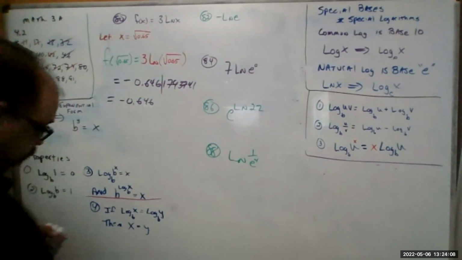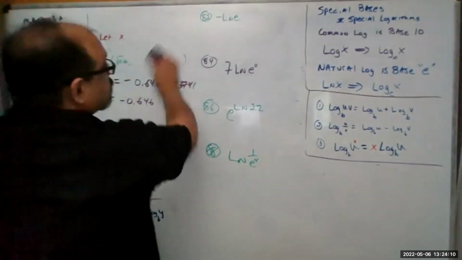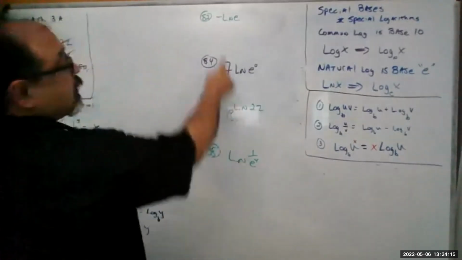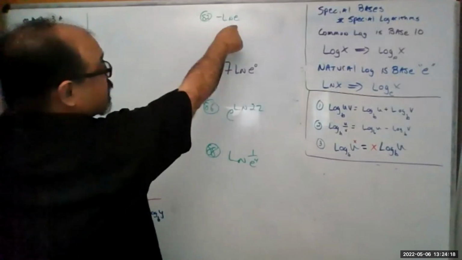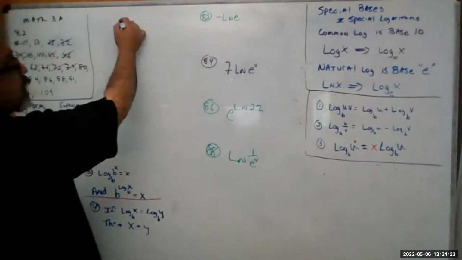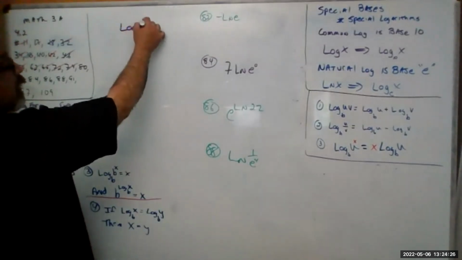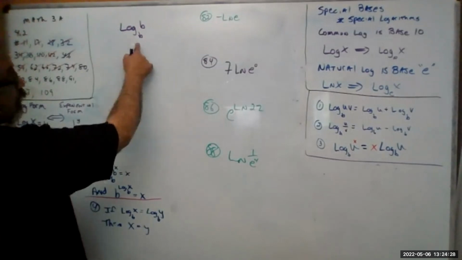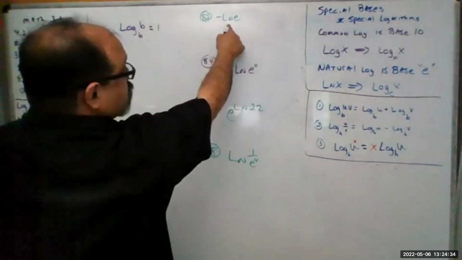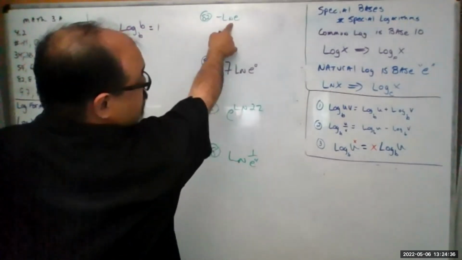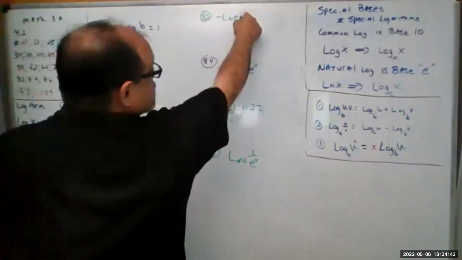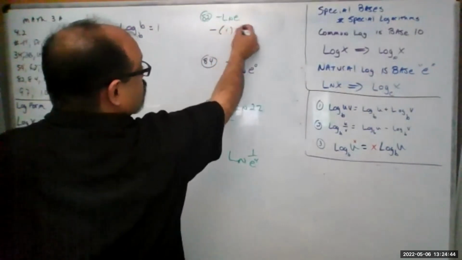82. Negative natural log of an e. Negative 1 basically times the natural log of e. The natural log is base e. Inside, you have an e. This is the second property. If you take log base b of b itself, if the base of the logarithm is what you're taking on the inside, it's a 1. So the natural log of an e, that's 1 because the base of the natural log is e, and you're taking the natural log of an e inside. This is negative times 1, which is negative 1.